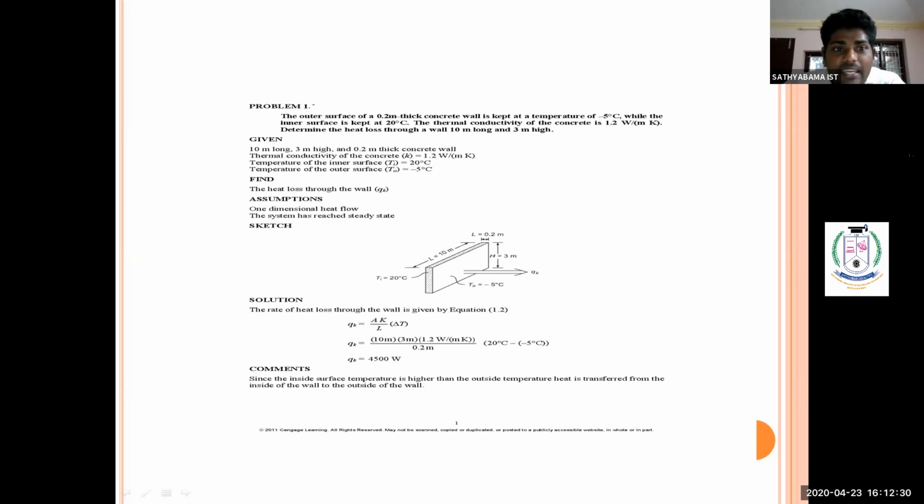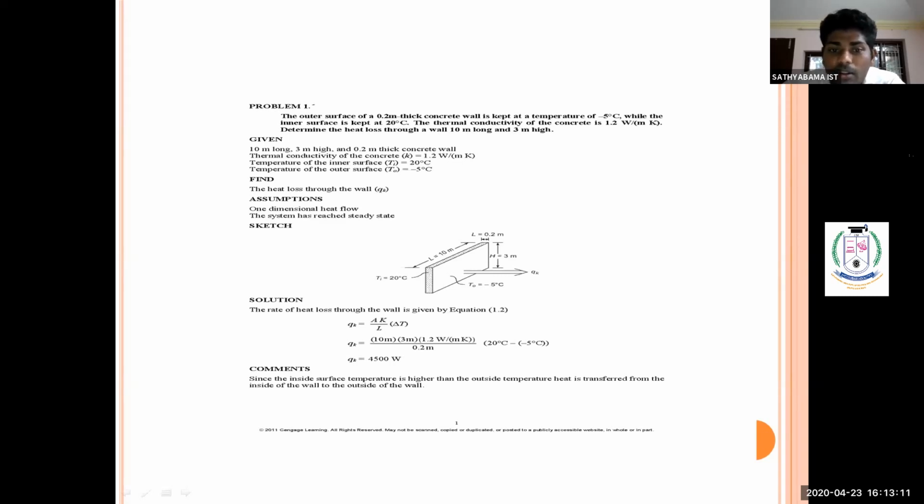What is the area? It is given as 10 meter long, 3 meter high, and 0.2 meter thick concrete wall. So I'm multiplying height and length: 10 into 3 equals the area. And the thermal conductivity value is 1.2. What is the material? Concrete wall. Suppose they do not give the thermal conductivity value for the concrete wall, we need to go to the heat and mass data book and take the thermal conductivity from there. In this problem, they have given concrete as K equal to 1.2 watt per meter Kelvin, so we can apply it directly.